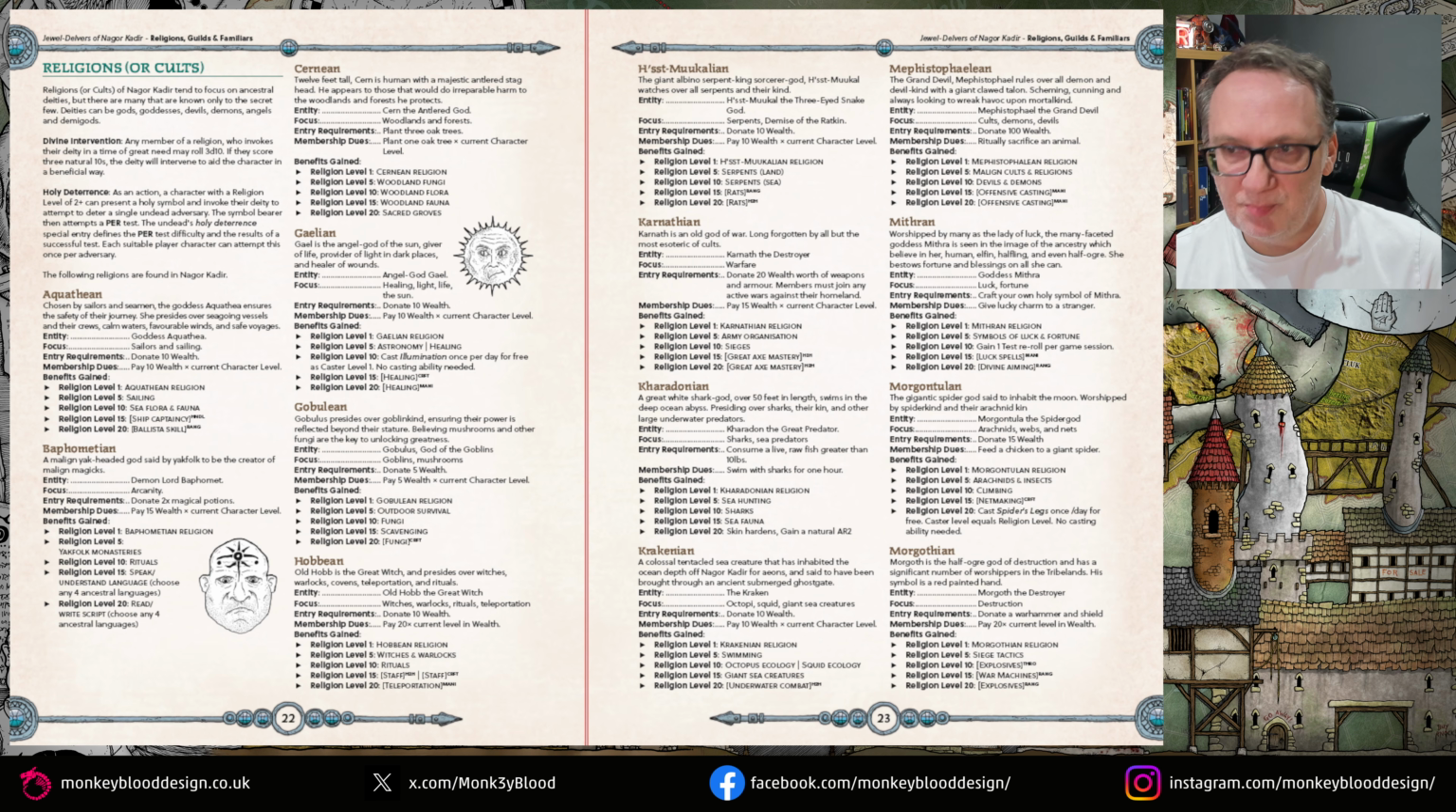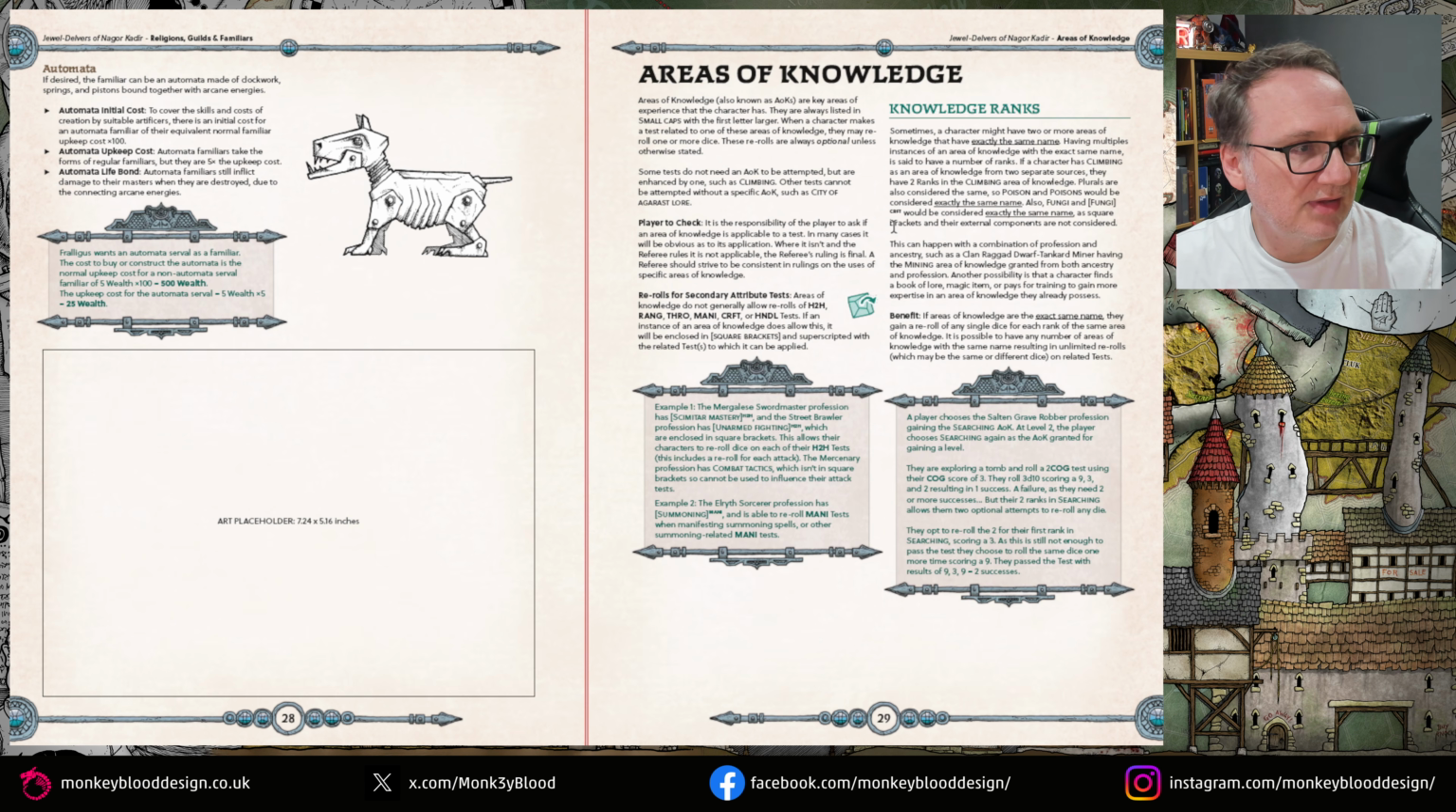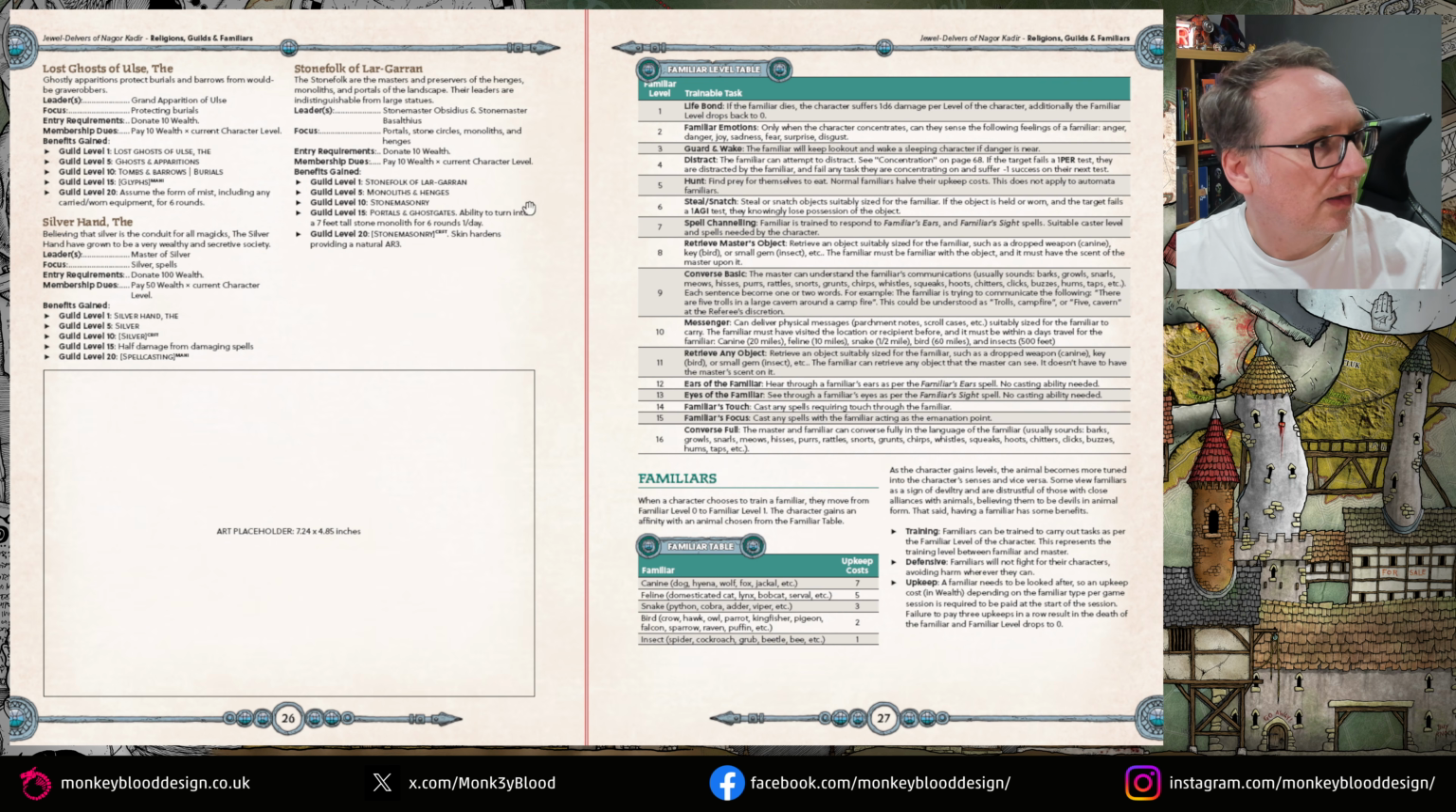Then basically you gain benefits as you advance in religion levels, and they're normally areas of knowledge, and some can work very well for your attacks and hand-to-hand and ranged and spellcasting and things like that. Sometimes they're not an area of knowledge, it's actually a very specific ability. As an example, I think the stone folk of Lar Garan, when you get to level 20, your skin hardens, providing a natural armor rating of 3.